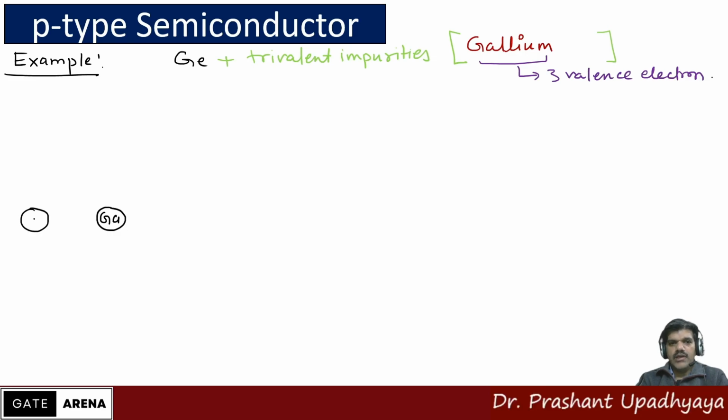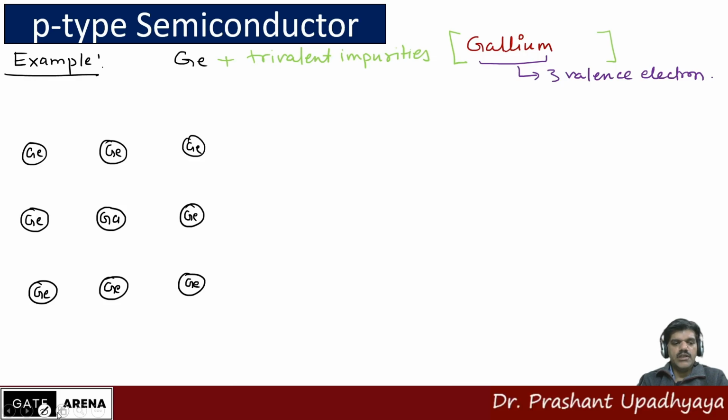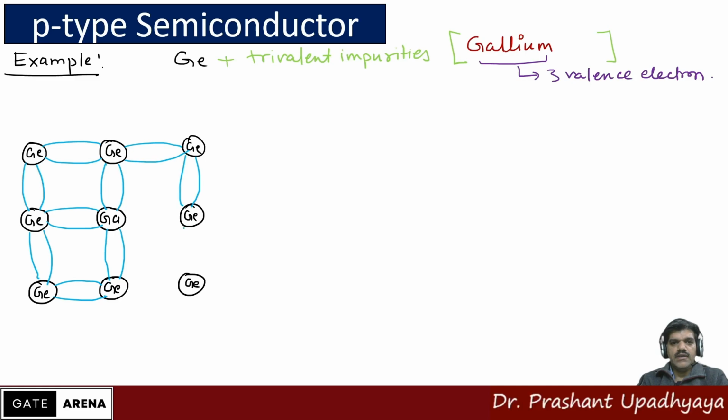Now we will be drawing the bonding diagram for this. I will take gallium in the center, and take germanium as its neighbor. So we have gallium, and then we have germanium. For the sake of completeness, I will draw a line, which shows a bonding pair between germanium and germanium. Now I'm showing it with gallium and germanium as well, just completing the diagram.